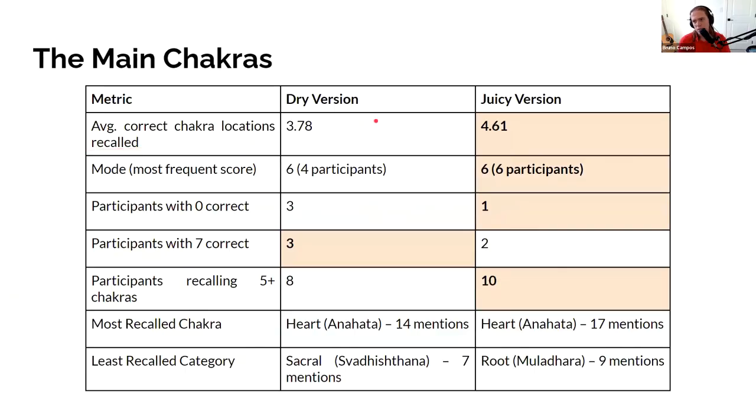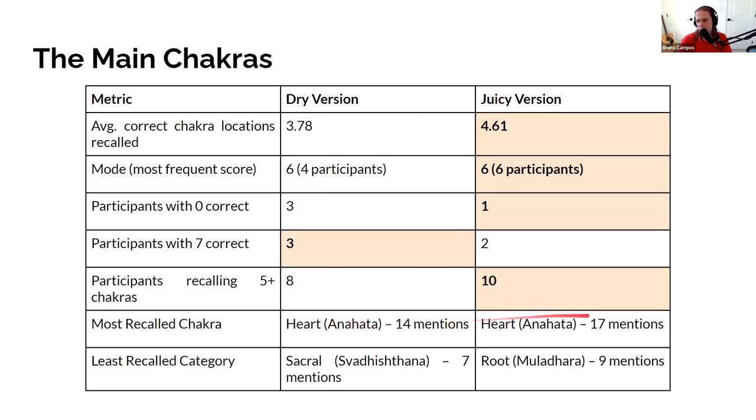For the main chakras, the metric was again the dry versus the juicy version, the average correct chakra location. We have 3.78 for the dry version, and the juicy version doing better. The mode, the most frequent score, was 6 out of 6 participants. Participants with 0 correct: only 1 in the juicy version and 3 in the dry version. Participants with 7 correct: 3 from the dry version and 2 from the juicy version. Participants recalling 5 or more chakras: 8 from the dry version and 10 from the juicy version.